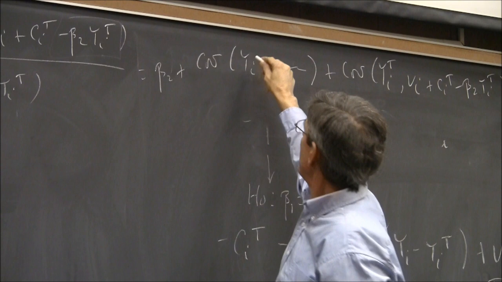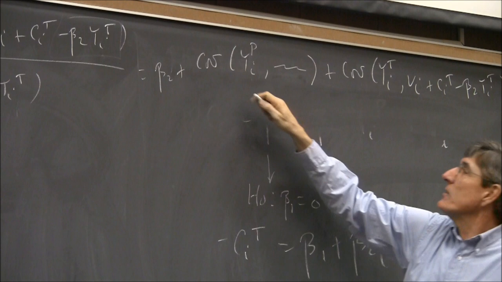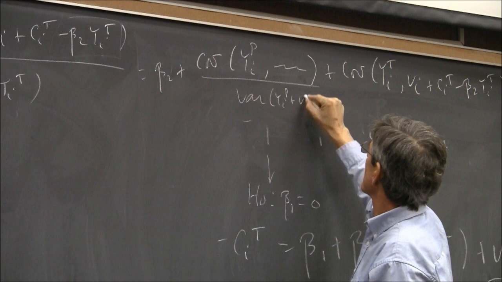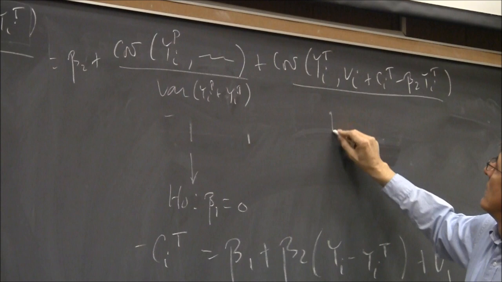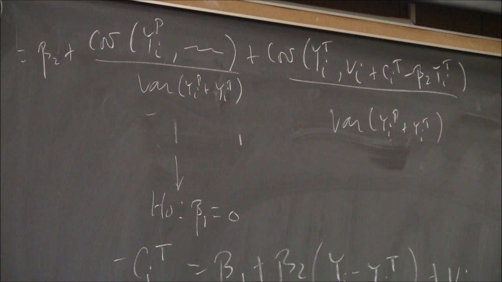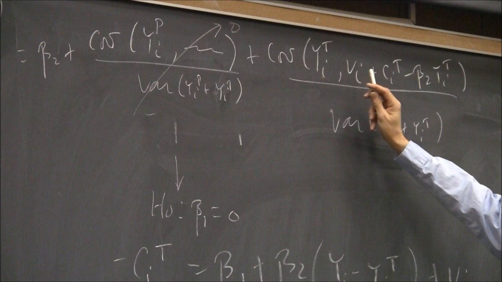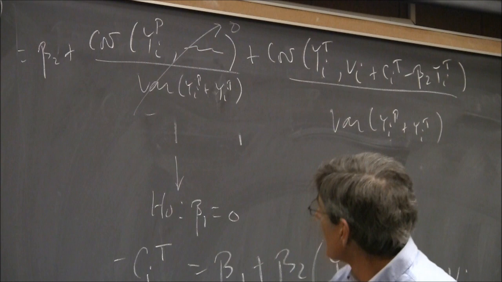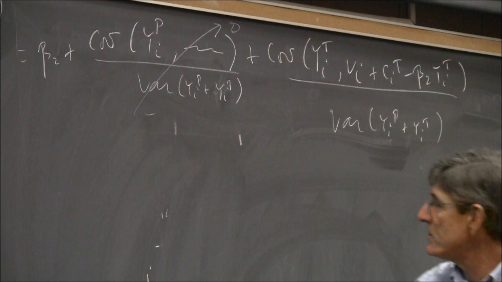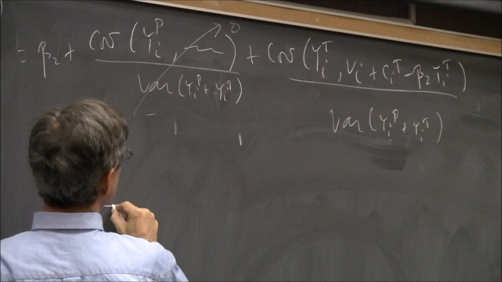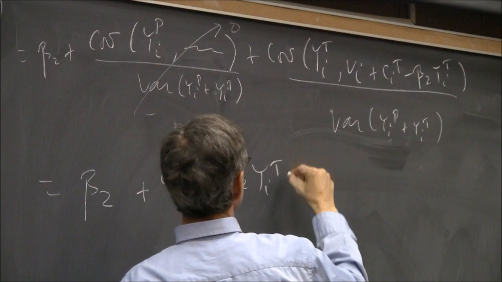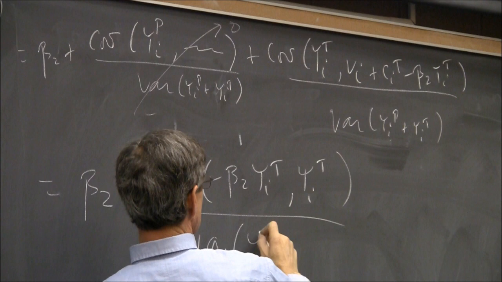Okay, yip here, this term, isn't correlated with anything in here. These are both over the variance of yip plus yit of yi. So this one's zero, because yip isn't correlated with any of the other errors in the model. This is uncorrelated with that. This is uncorrelated with that. So this ends up being, you could multiply those all out and then take the expectation, but it's just going to be zero. The covariances are going to be zero. So this turns out to just be beta 2 plus the covariance of minus beta 2 yit and yit over the variance of yip plus yit.